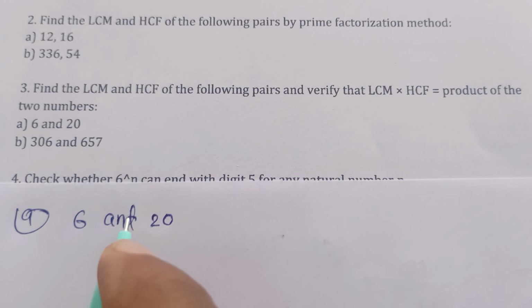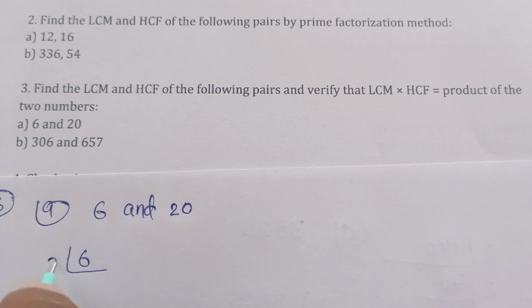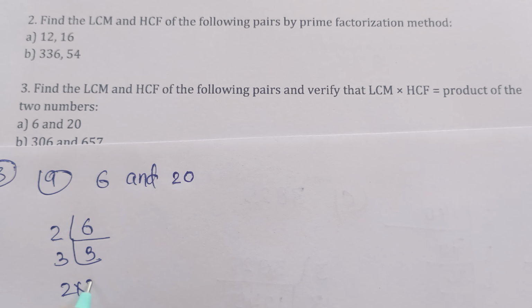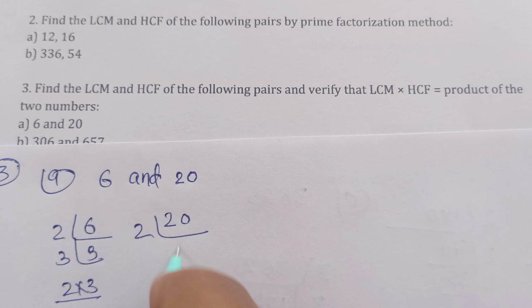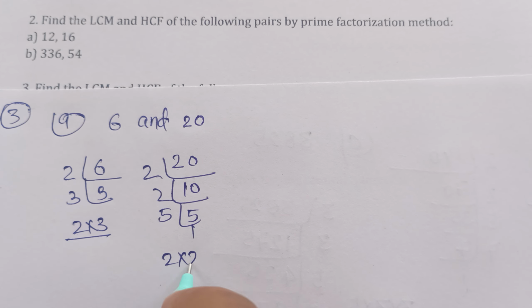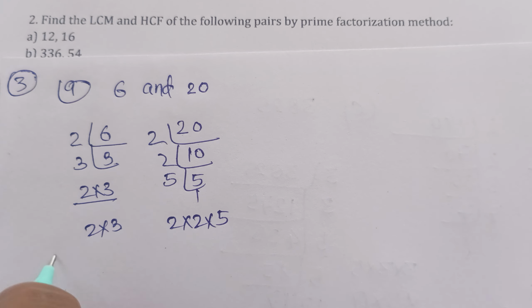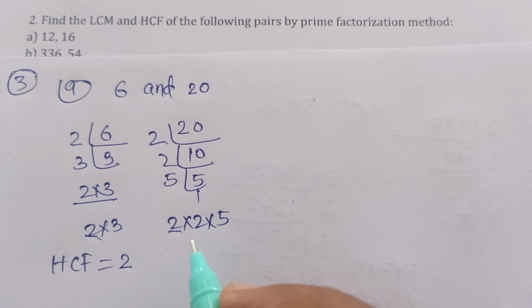How can you find it for 6? You already know how to find the prime factors of 6. 2 3s are 6, correct, so we write 2 into 3. Now 20: 2 10s are 20, 2 5s are 10, and 5 1s are 5. So we write 2 into 2 into 5, and for 6 we already have 2 into 3. So HCF is what is available in both. 2 is available in both, so the HCF is 2.